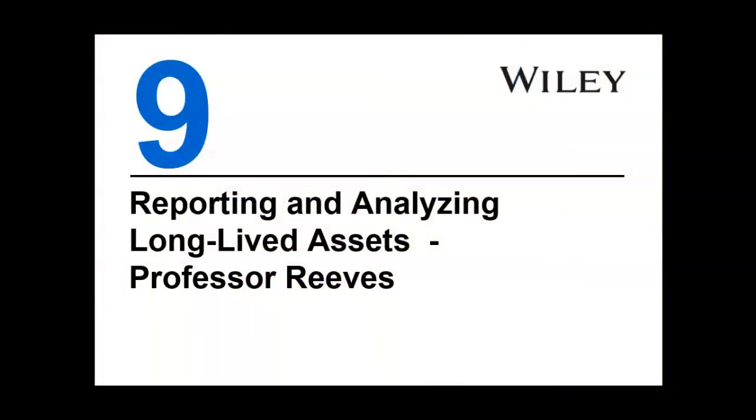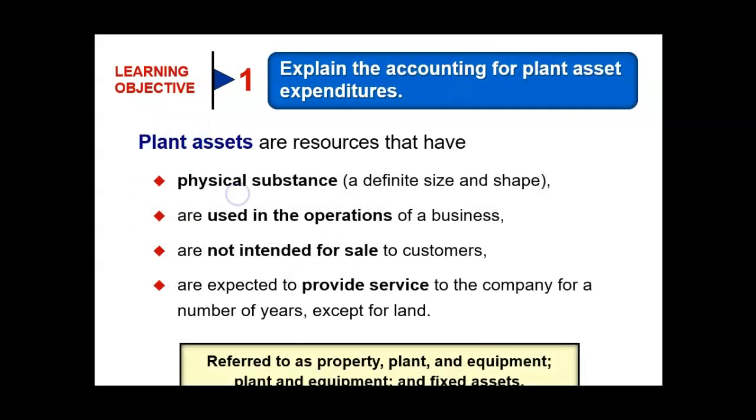In Chapter 9, we focus on how to account for what we call long-lived assets. We'll look at both tangible and intangible long-lived assets. When you think about your plant assets, think about the property, plant, and equipment section of the classified balance sheet.